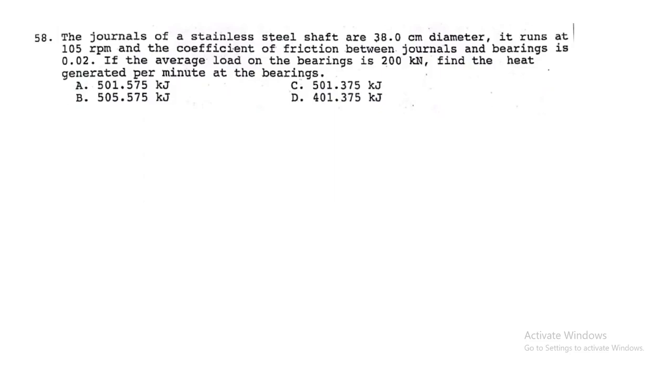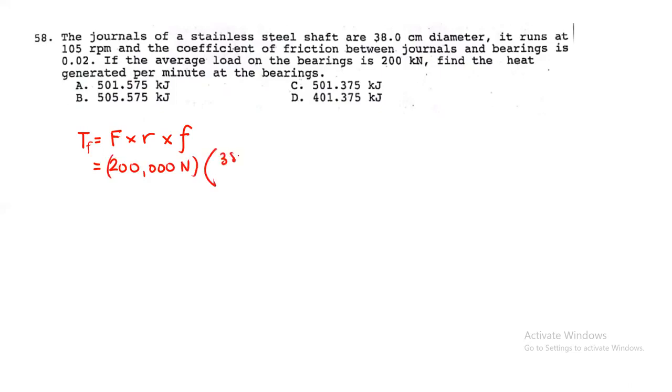So, 58. We are looking for the heat generated per minute at the bearings, so Q only, guys. How do we get this? Of course, our torque is equal to force times radius times coefficient of friction. This is the frictional torque. If there is no friction given, it is just force times radius. Our force is 200 kilonewton or 200,000 newton, times radius.